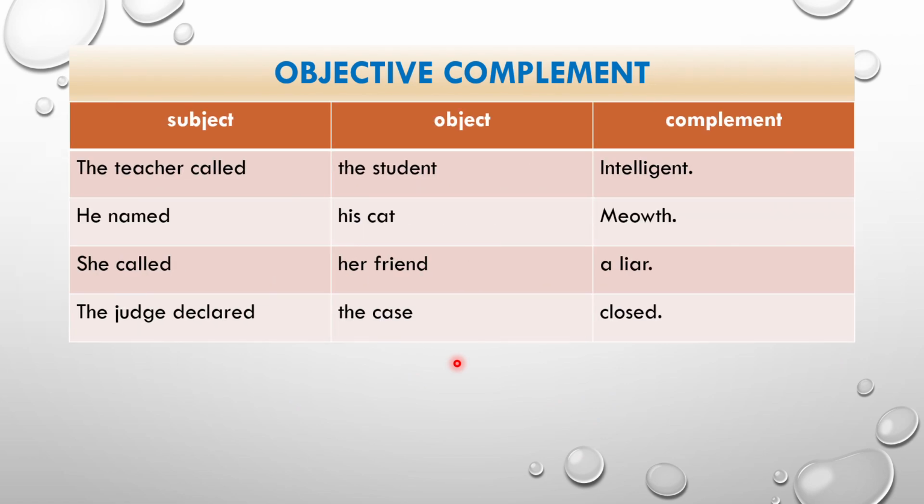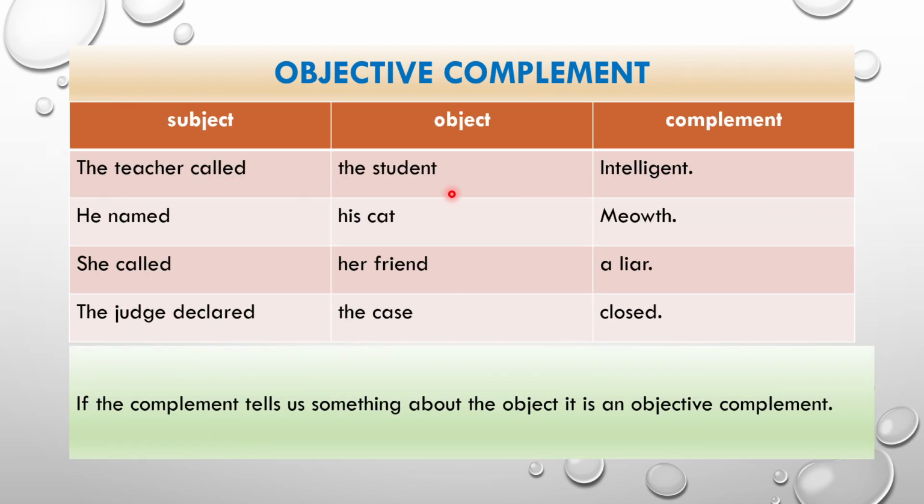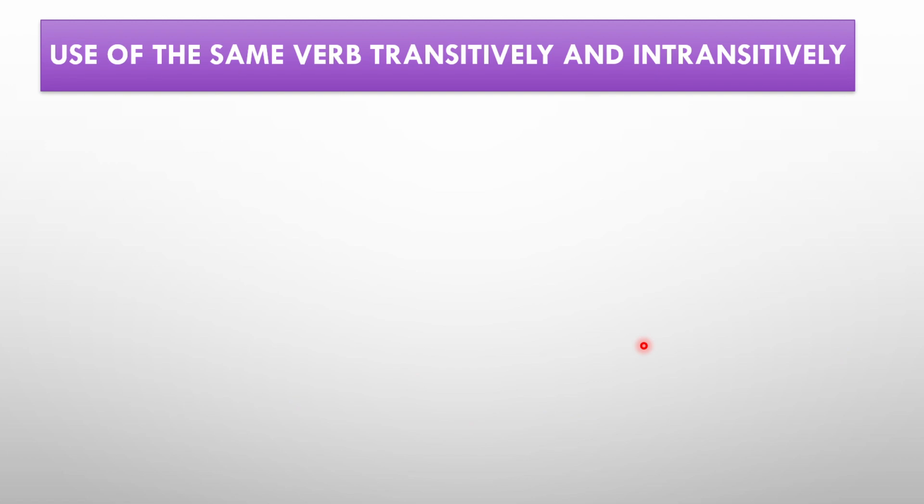Then there can be objective complements. Sentence: the teacher called the student intelligent. Here intelligent is telling us something about the student. He named his cat Meowth. Here Meowth is telling us something about the object cat. She called her friend a liar. Liar is telling about the object, her friend. The judge declared the case closed. Here closed is telling us something about the case. So these are all objective complements.